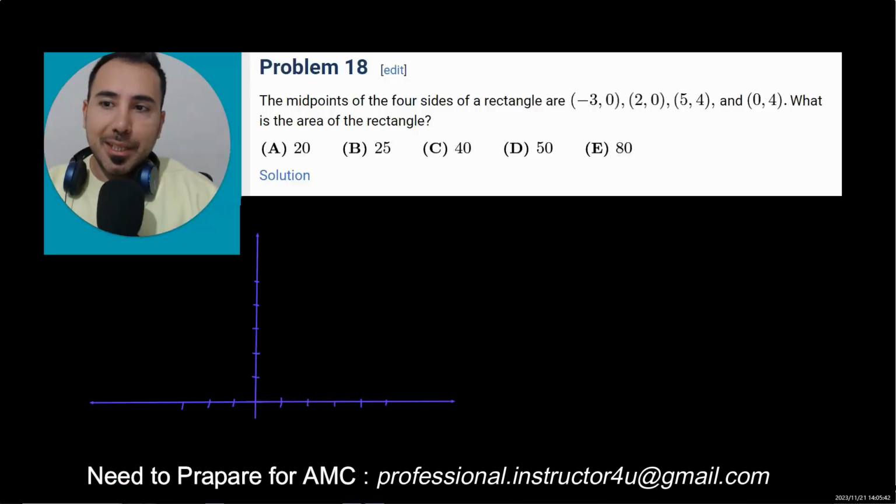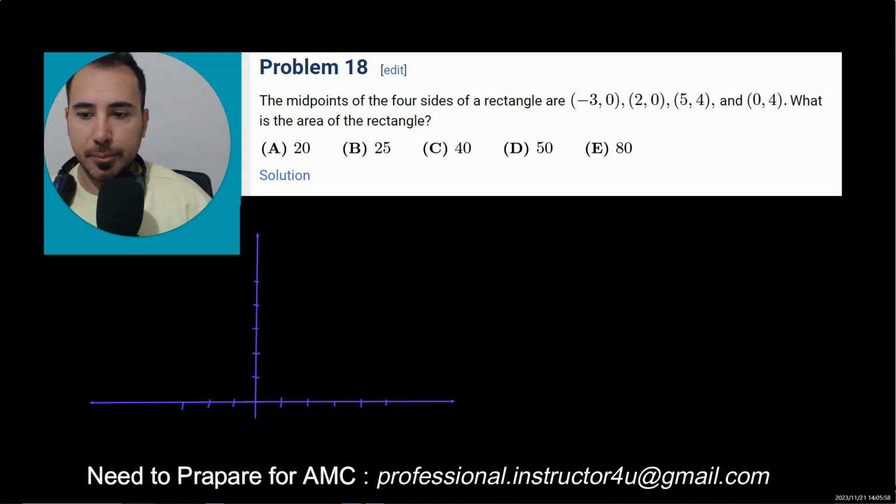For this problem, we need to be smart and not spend a lot of time doing it, okay? And it's quite possible. Let me read the question first. Okay, the midpoints of the 4 sides of a rectangle are this, okay? What is the area of the rectangle? Let me just show this point. This is -3 and 0. Okay, the other point is going to be 5.